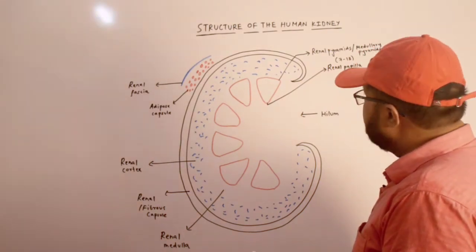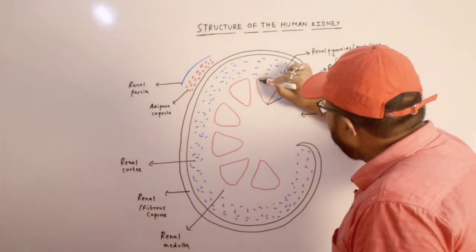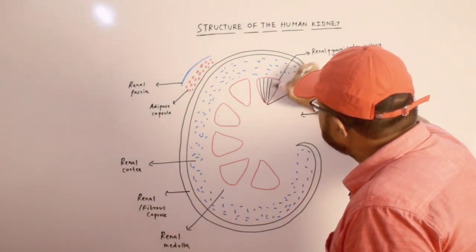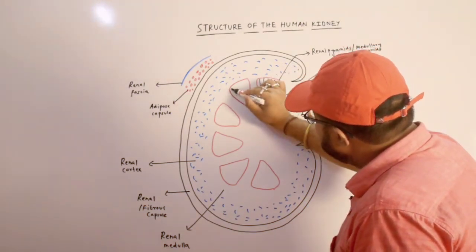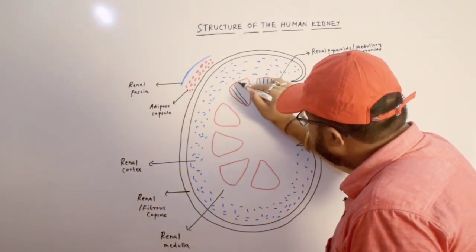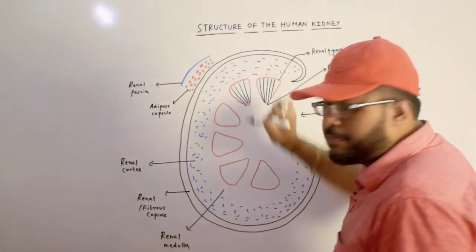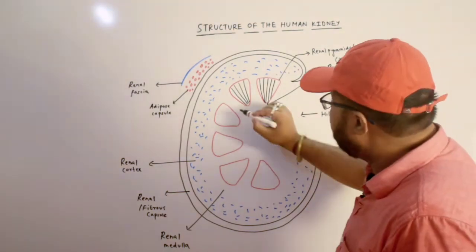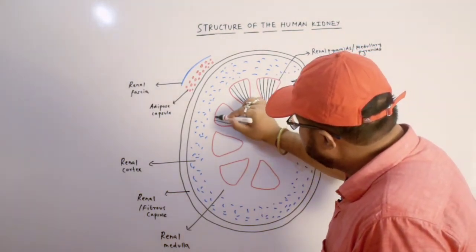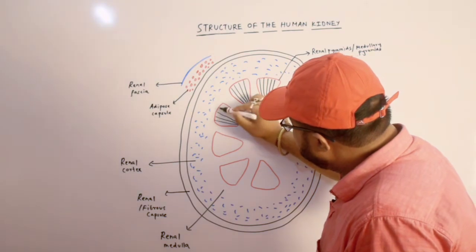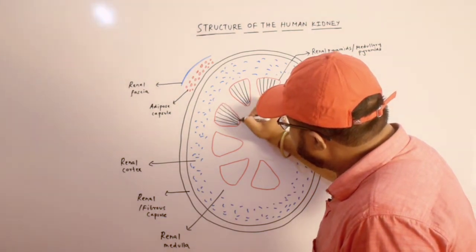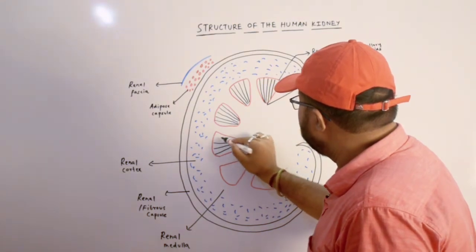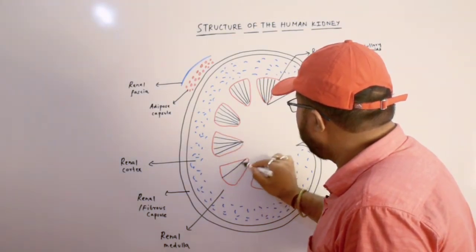Medullary pyramids have a striated appearance. These striations are due to the presence of loops of Henle and collecting ducts of nephrons. So the medullary pyramids have a striated appearance.